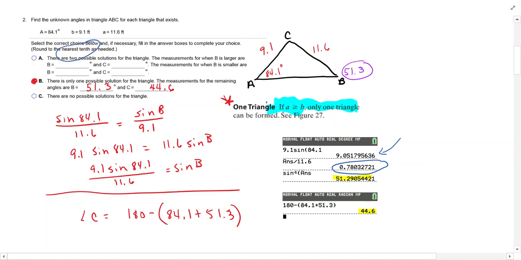So 51.3. And to get the other angle, angle C, it's 180 minus the sum of 84.1 and 51.3, so we got 44.6.